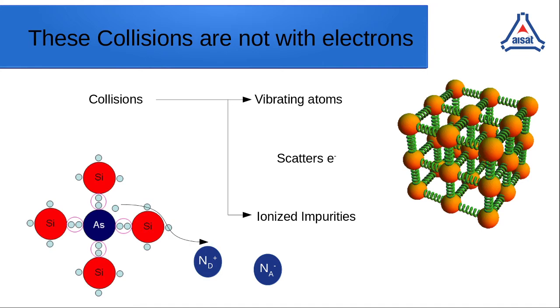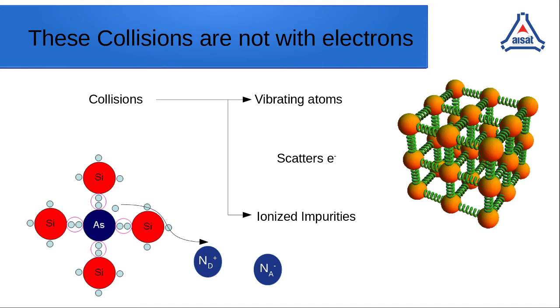Another possibility of collision for these electrons is collision with the ionized impurities. What do you mean by ionized impurities? You know that we are doping a semiconductor. In our case, we doped with pentavalent impurities so that we get an N-type semiconductor. As seen in the figure, a pentavalent impurity, arsenic, is being used for doping. It gives out the fifth electron of its outer orbit as a free electron. When it releases this free electron, it becomes a positively charged ion.